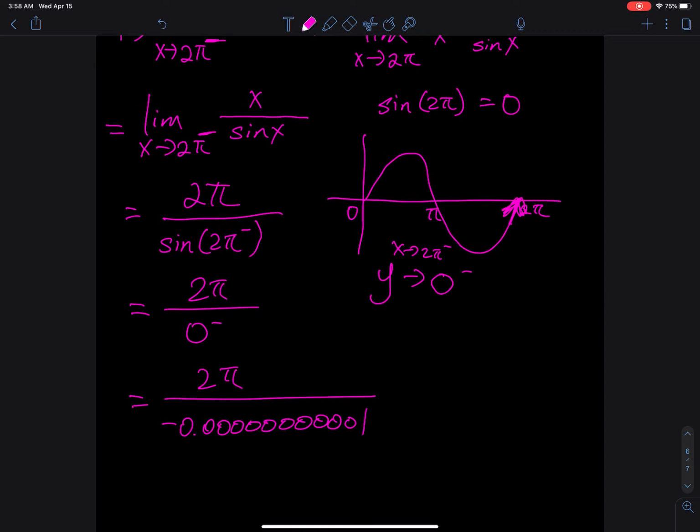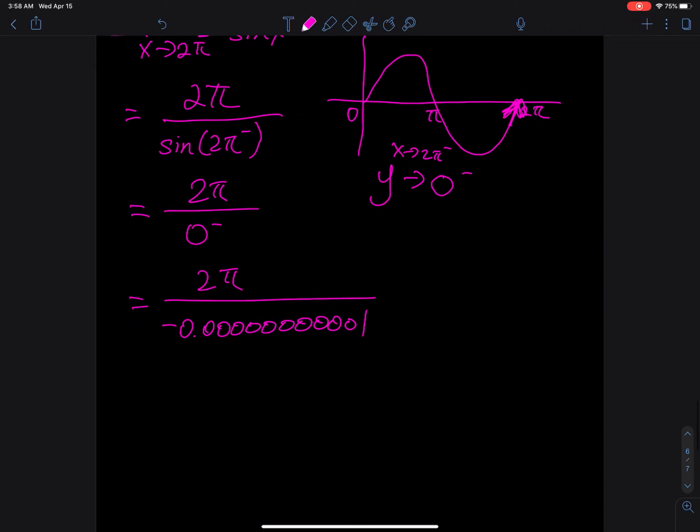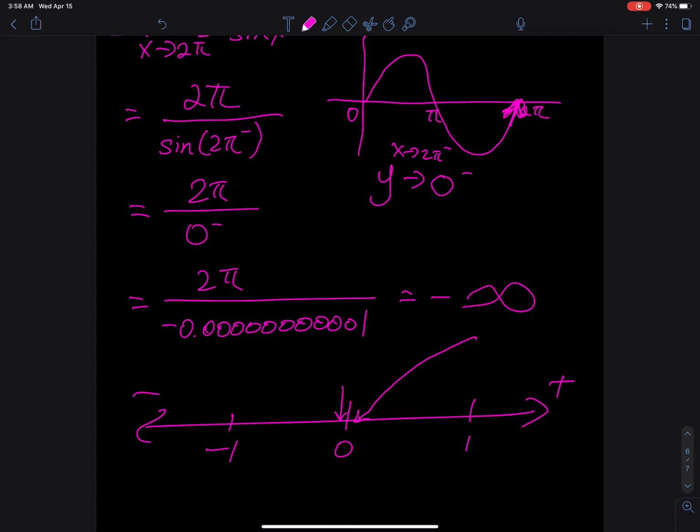If you are stuck on the plus and minus, draw a number line, all right? Just draw a number line. You have 0 in the middle, positive on the right, negative on the left. So this is a 1, this is a negative 1. 0 minus is right here. 0 plus is right here. You have 2 pi divided by that, then you get negative infinity. So that is how you take care of this limit.